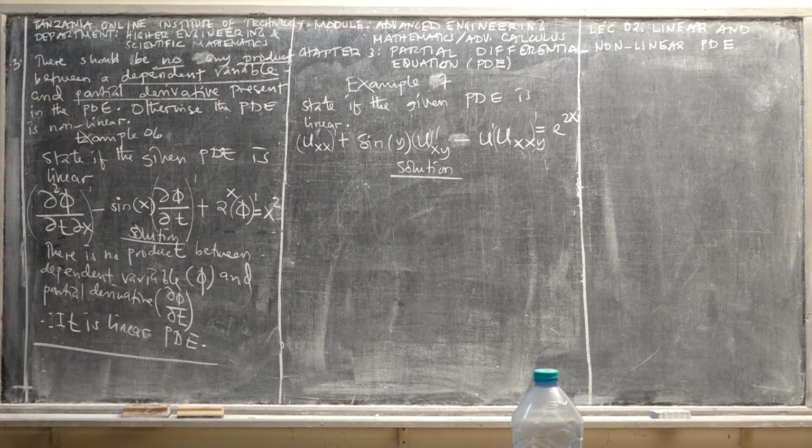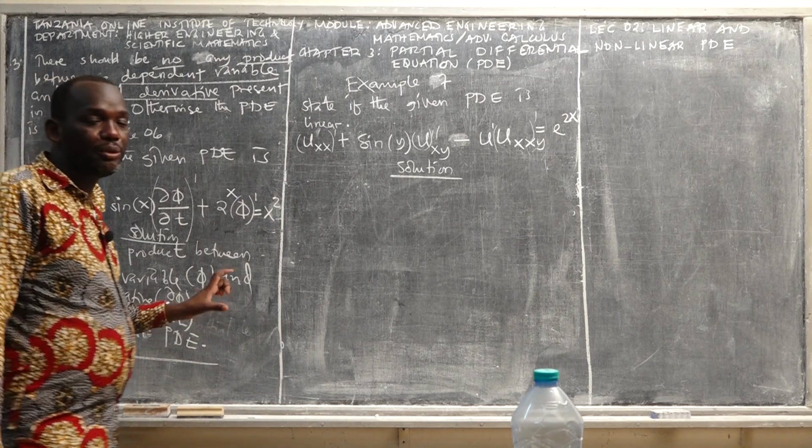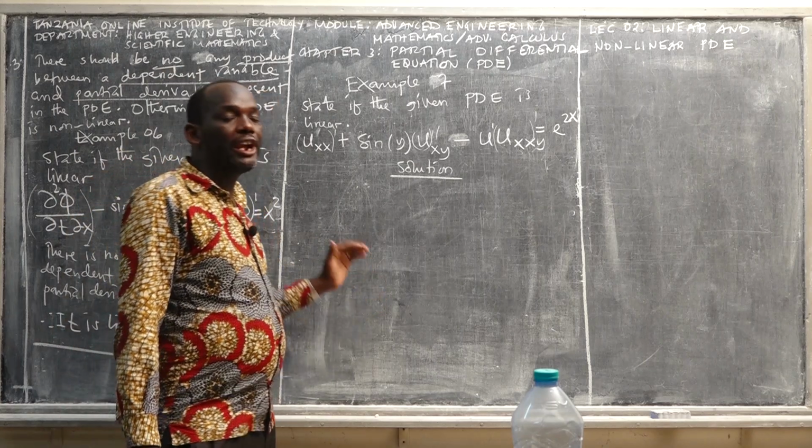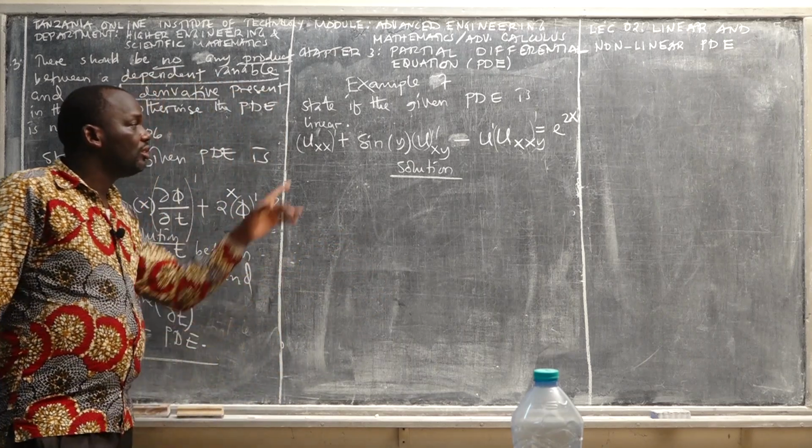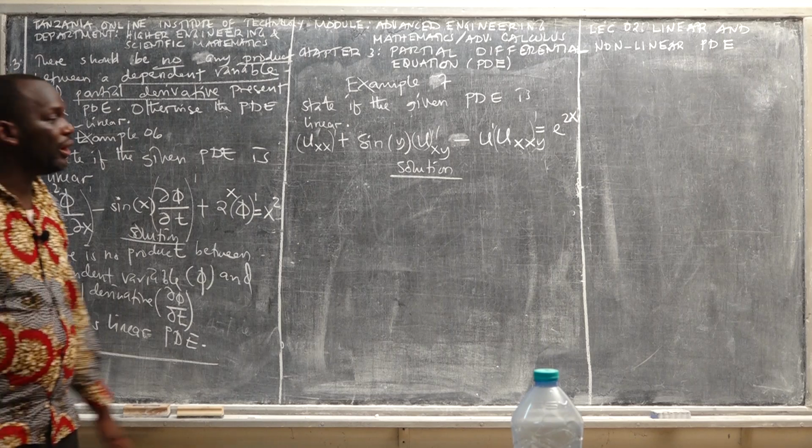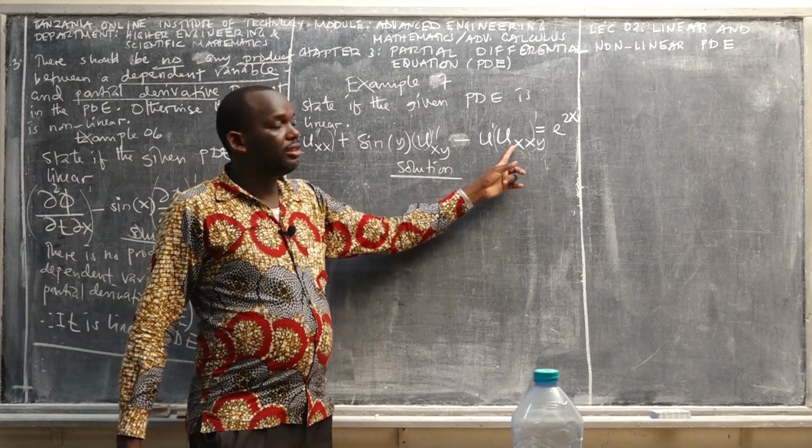The third condition: we don't expect to have a product between the dependent variable and the partial derivative. Do we have something like that? Yes. Where is it?